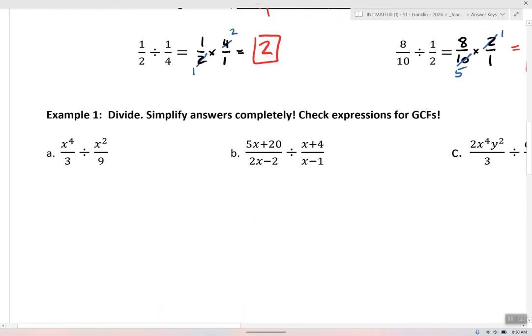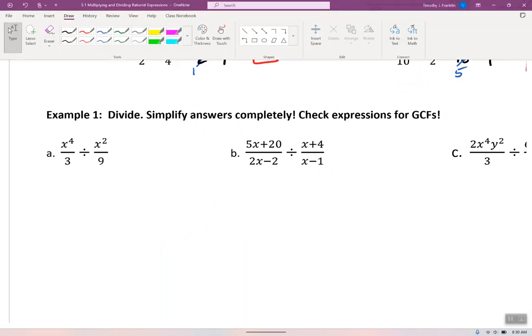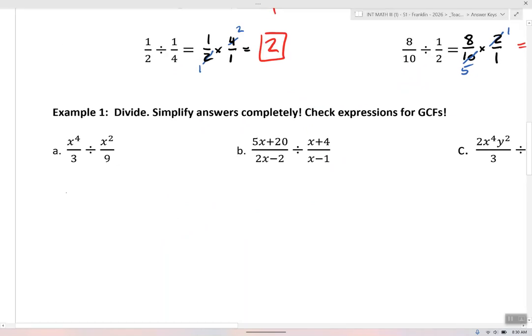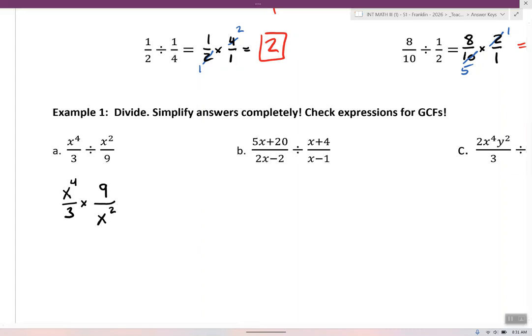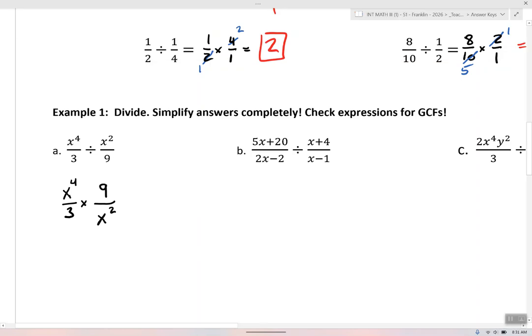All right, let's practice with some more complicated fractions. x to the 4th over 3 divided by x squared over 9. Again, we're just going to flip the second one. Make sure you do this before you try to do any cross canceling because your numerator and denominator switch places. So if you try to cross cancel first, you're going to cancel things that shouldn't be canceled.